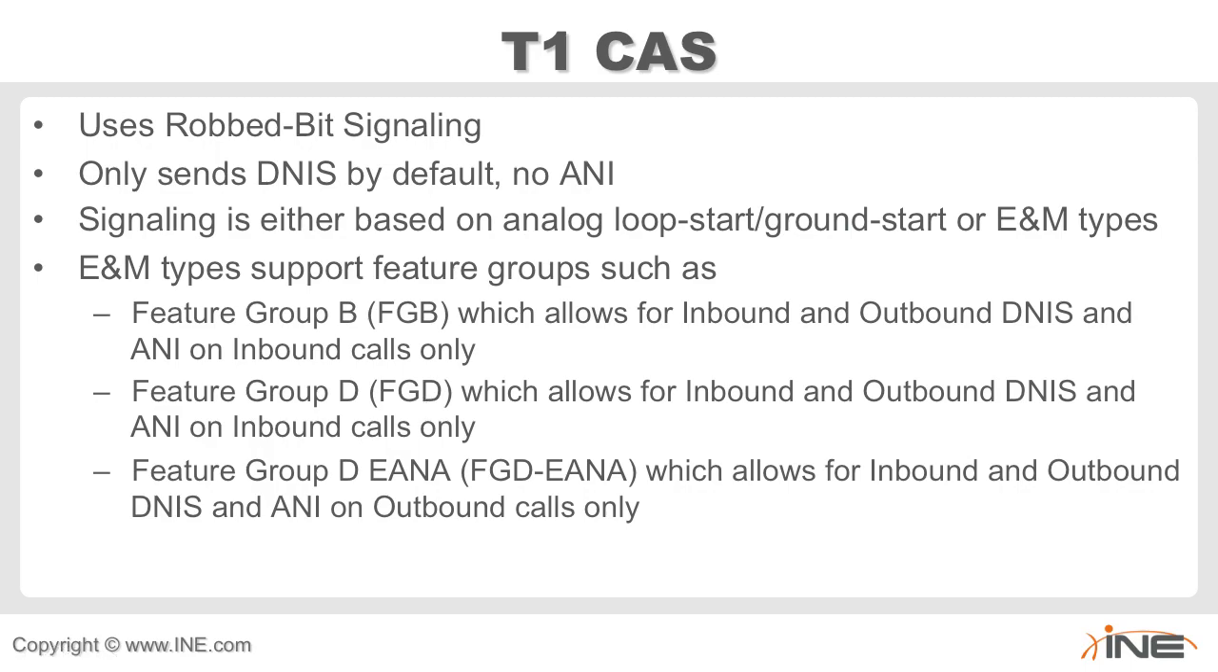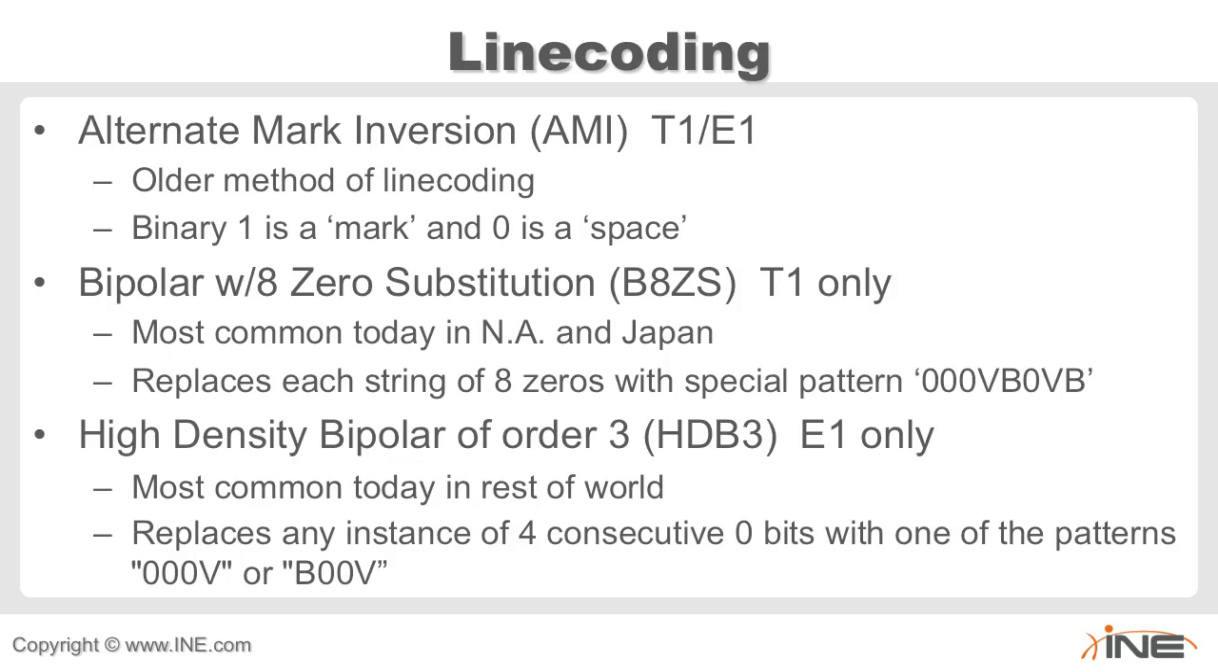So line coding. This is getting into any T1 or any E1, which has line coding and framing. Line coding really deals with the electrical pulses that are sent on the actual line. This deals with the layer 1 functionality. So line coding can be AMI, which is the old version that both T1 and E1s used. It's technically called alternate mark inversion, and a binary 1 is a mark, a binary 0 is a space. There's also T1-only B8ZS and E1-only HDB3. And these are various forms of similar ideas.